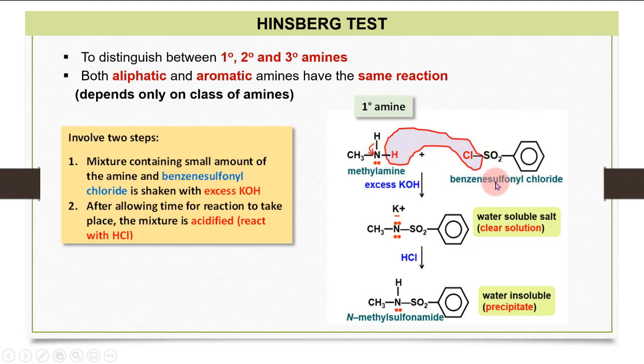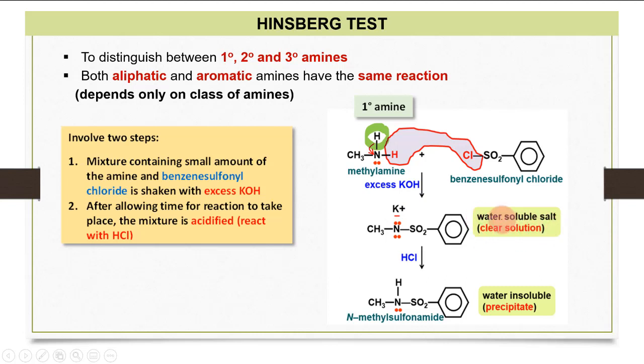When you react it with benzene sulfonyl chloride, identify how you take out the side product HCl. Where you break the bond is where you form the bond, so the nitrogen connects to the sulfur in the first step. With excess potassium hydroxide, the extra hydrogen in the primary amine reacts with the base, so the hydrogen is substituted by the potassium cation. You get an ionic salt, which is soluble in water, so you see a clear solution in the first step.